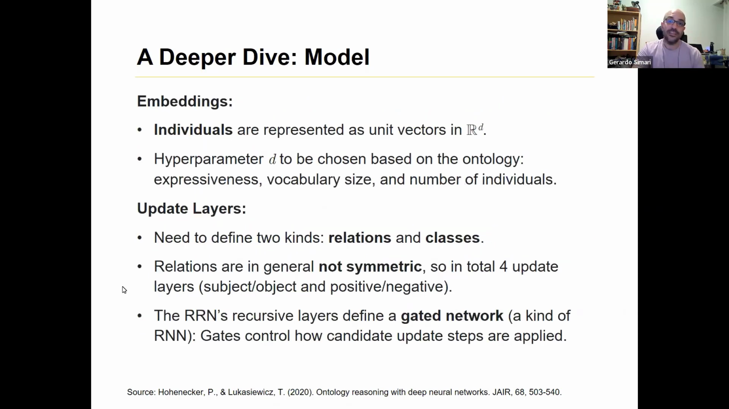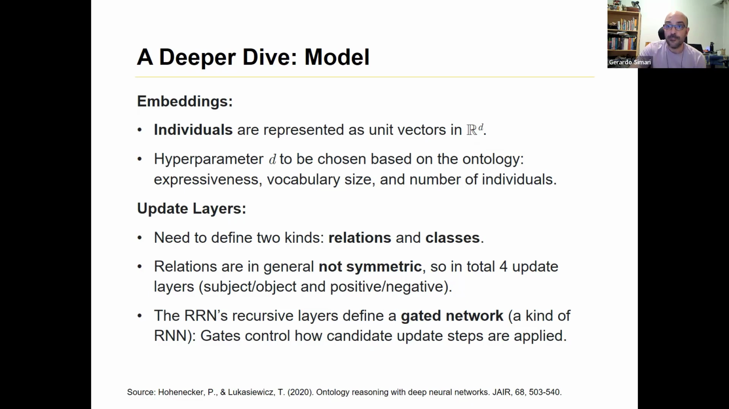So right here in these update layers is where it's going to happen. Just to finish the setup, the model will then have individuals represented as unit vectors in D-dimensional real space, and D here is a hyperparameter, so we have to decide how many dimensions we want to make use of for these embeddings. And the authors point out that it has to be based on the ontology, on things like expressiveness, vocabulary size, and number of individuals. So this is a very important part to get right.